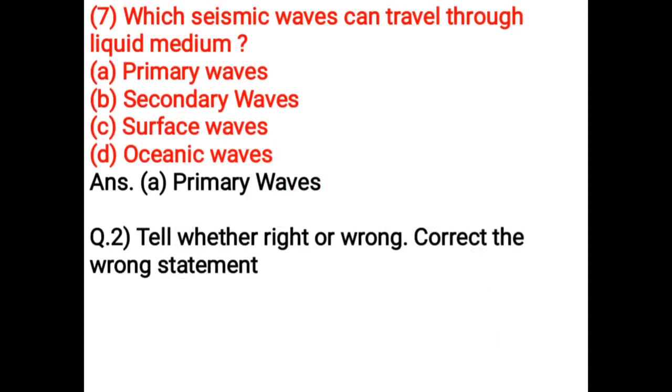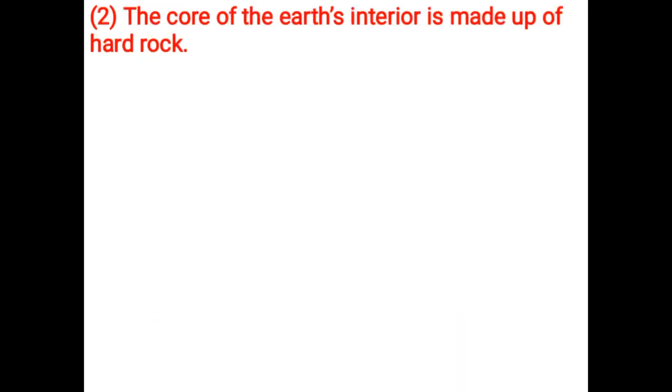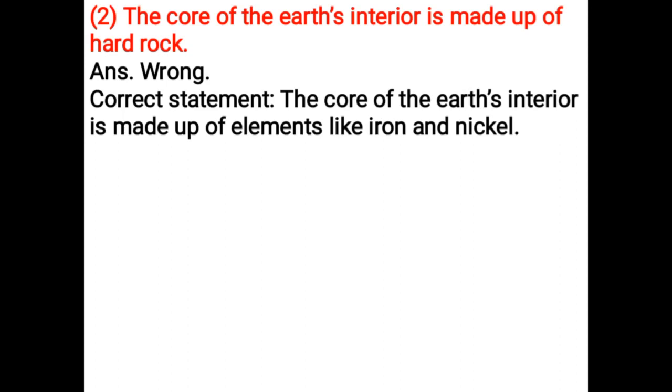Tell whether right or wrong. Correct the wrong statement. The density of various materials is not the same in the interior of the earth. Right. The core of the earth's interior is made up of hard rock. Wrong. Correct statement. The core of the earth's interior is made up of elements like iron and nickel.